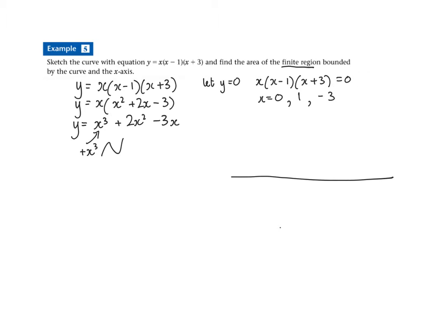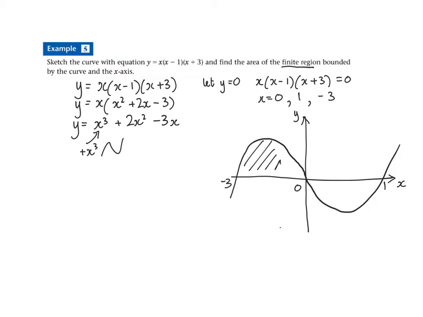So a little sketch of what it's going to look like. It's going to come up at minus 3, go through the origin, come back down again. I don't know about the symmetry of it, it's just a rough guess of what it looks like. Not drawn that very well, it's too much on the right hand side. But we want this area, so we'll call that area A, and then we want B as well.